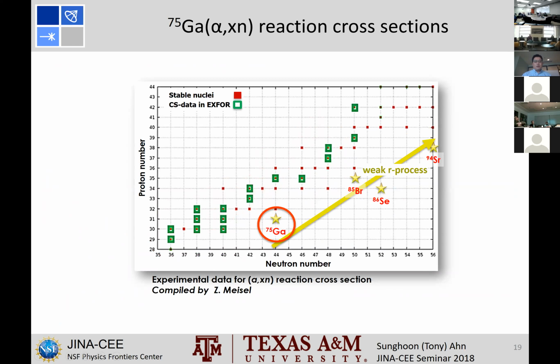And so as I explained earlier, we developed our detector to detect the neutron from the alpha-n reaction. And first, we measured the alpha-n cross section for gallium-75, shown here.